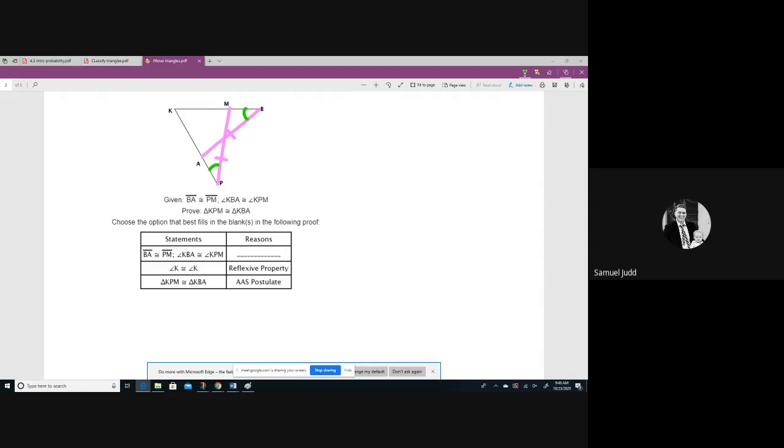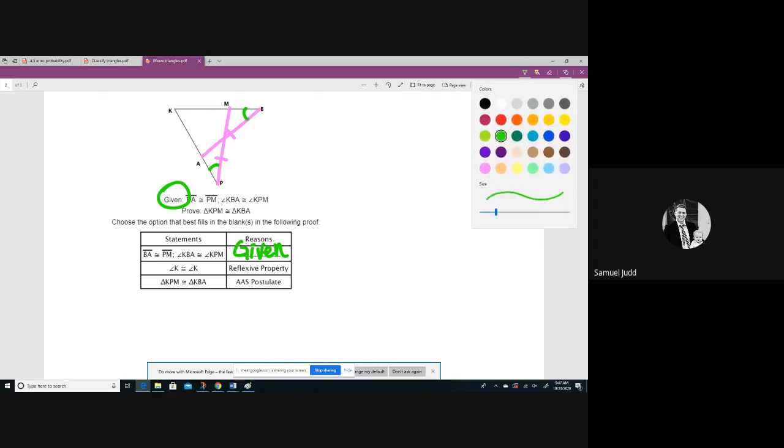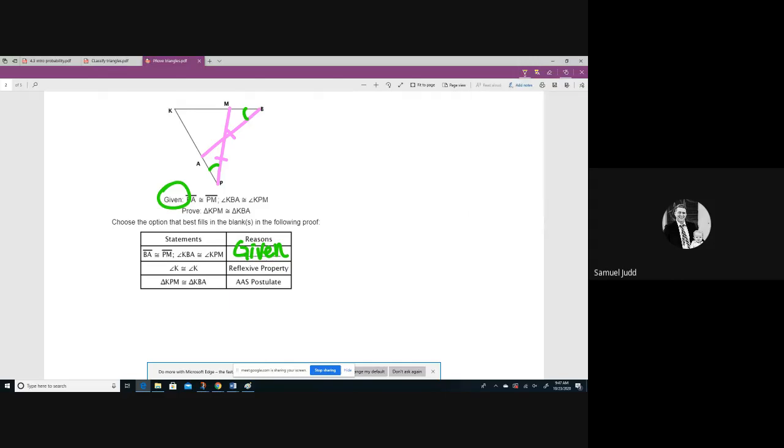Now, what are my reasons for this? Well, that was given to us. That space is pretty much always filled with given. Okay, angle K is equal to angle K. That seems like something we should be able to accept. But why do we get to accept that angle K is the same as itself? Well, that's the reflexive property. Hooray for the reflexive property. So now we have two angles and a side, and is the side in between the two angles? No, it is not. So we're using the angle-angle-side postulate.